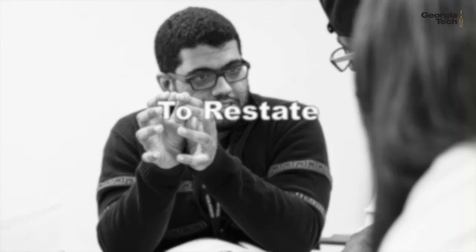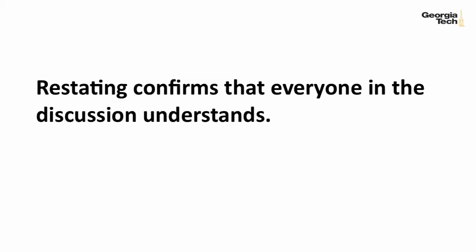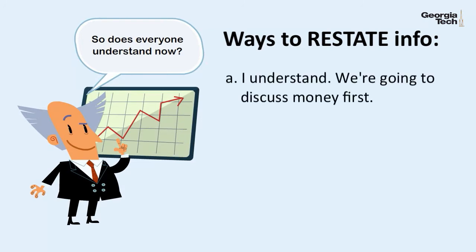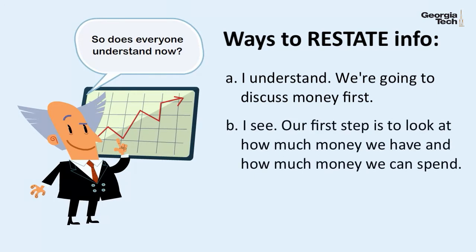Let's look at how we can restate what we've heard. Restating is a great way to confirm that everyone in the discussion understands. You can use these types of expressions. I understand. We're going to discuss money first. I see. Our first step is to look at how much money we have and how much money we can spend.